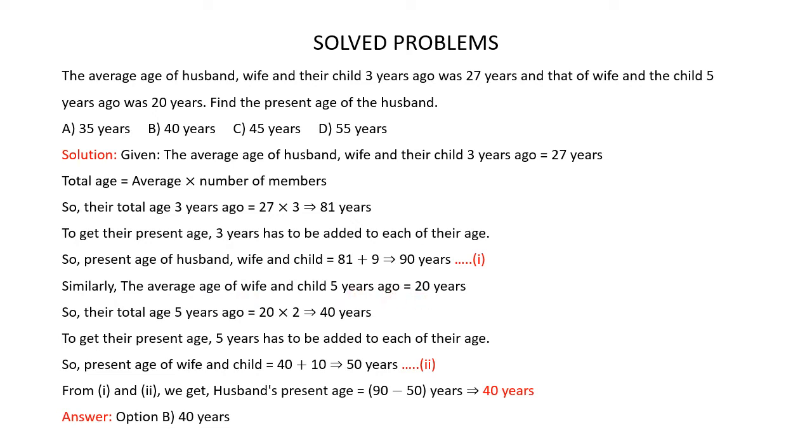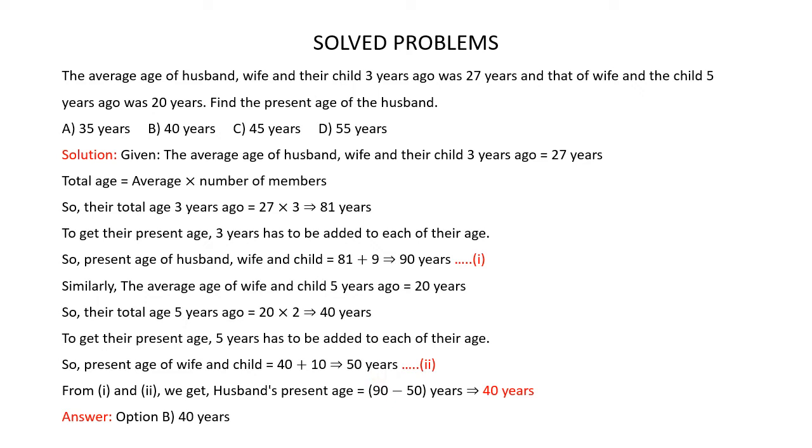years. So their total age 5 years ago will be equal to average multiplied by number of members, which is 20 multiplied by 2, that is 40 years. Now to get their present age, 5 years has to be added to each of their age. Since there are 2 members, it will be 5 multiplied by 2, which is 10. So present age of wife and child will be 40 plus 10, which is 50 years.